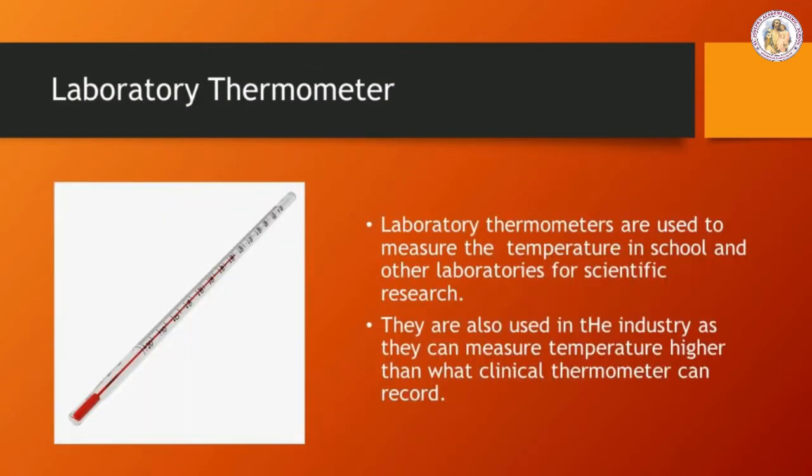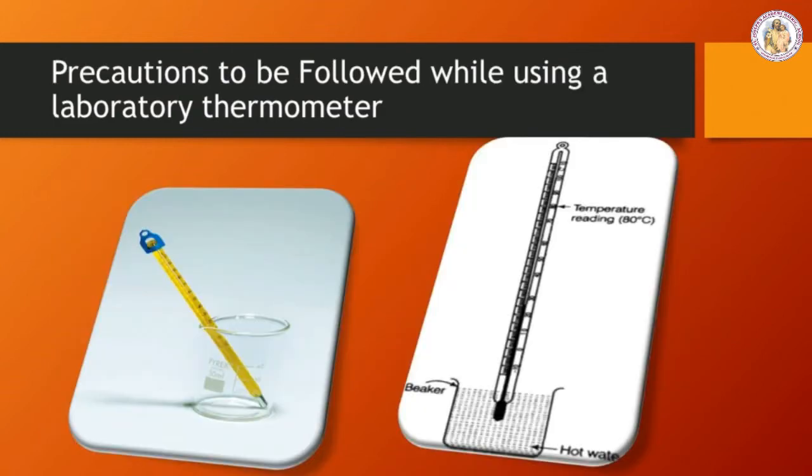Laboratory thermometers. Laboratory thermometers are used to measure the temperature in school and other laboratories for scientific research. They are also used in industries as they can measure temperatures higher than what clinical thermometers can record. The stem and the pulp of a lab thermometer are longer when compared to that of a clinical thermometer, and there is no kink in the lab thermometer. A laboratory thermometer has only the Celsius scale ranging from minus 10 degrees Celsius to 110 degrees Celsius.